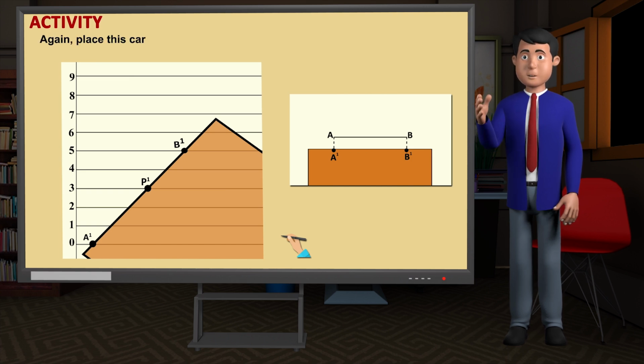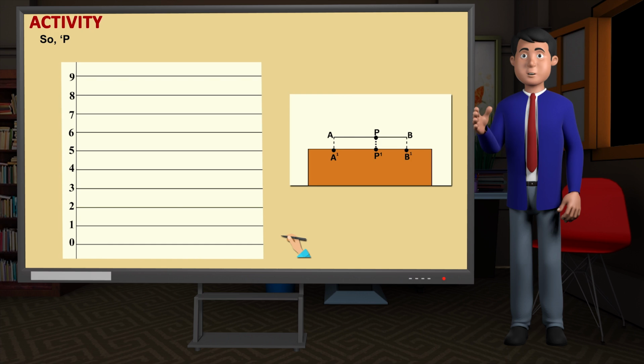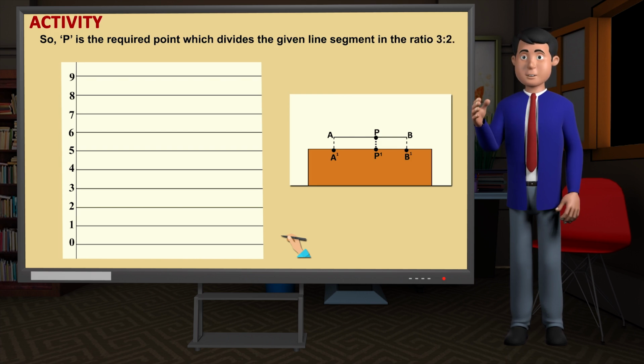Again, place this card along the given line segment and transfer this point P' and denote it with P. So, P is the required point which divides the given line segment in the ratio 3:2. Now let us learn how this construction can be done.